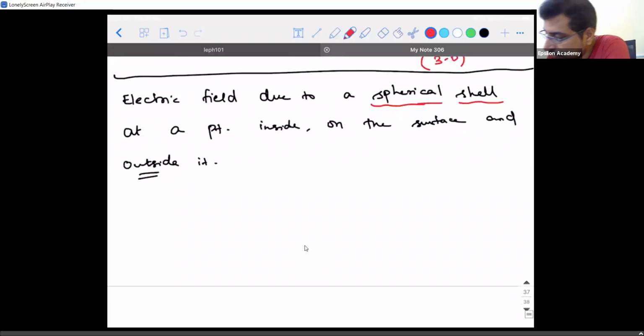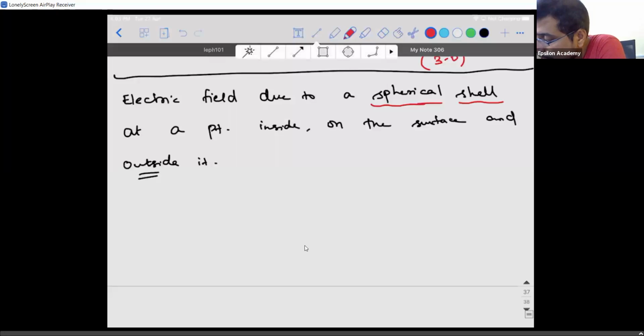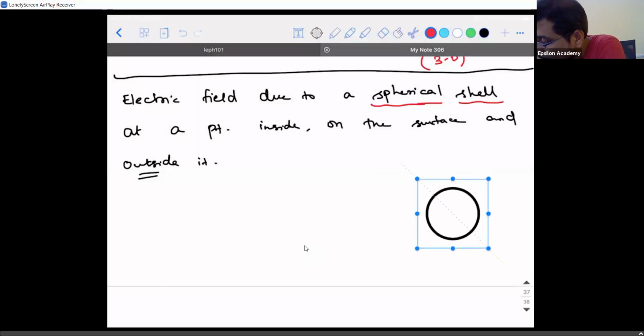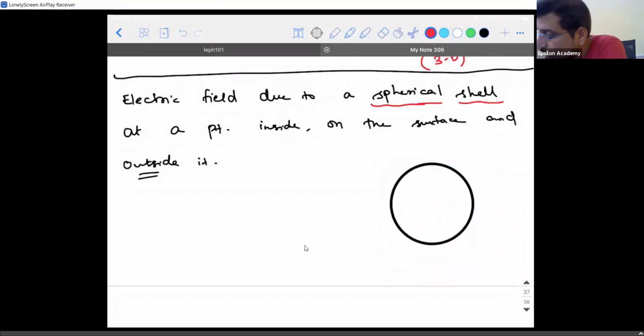So in this case, if I take a sphere like this, remember a sphere's extension on two dimensions is going to be a circle, right? Means I can see only a circle when I try to draw it on a paper. So let's say the radius of this spherical shell is capital R. Now I give charge to this material.